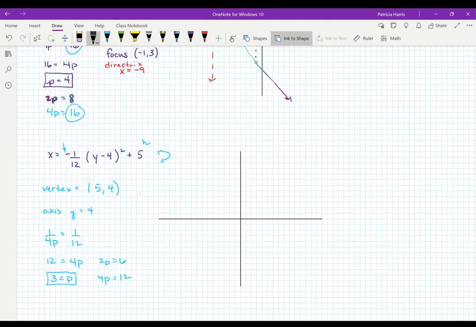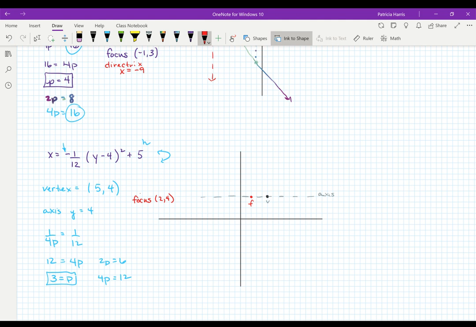Let's start by graphing our vertex. So we're going to go 5, 4. Then I'm going to graph my axis of symmetry. V, then the axis. Now I'm going to remember to go left when I find my focus. From the vertex, 1, 2, 3 left. There's my focus. That is at 2, 4. Notice how your x value changed, your y value did not.